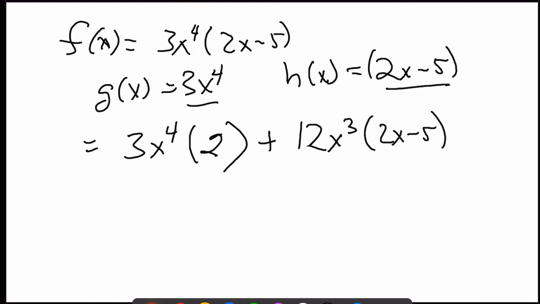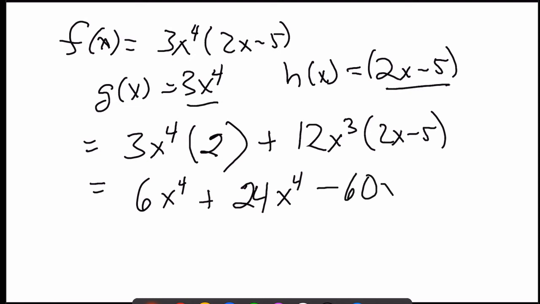Now we can multiply that out together, and that's 6x to the 4th plus 24x to the 4th minus 60x cubed, right? Which is 30x to the 4th minus 60x cubed. That's the first derivative of that.